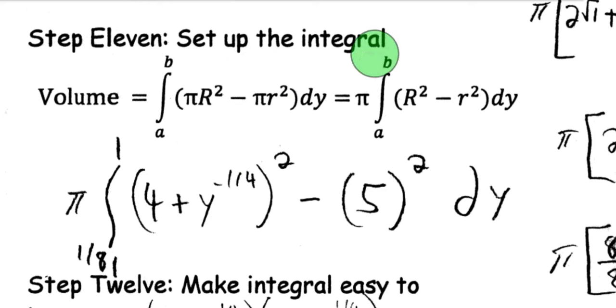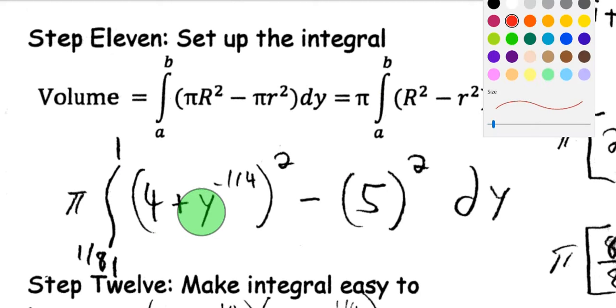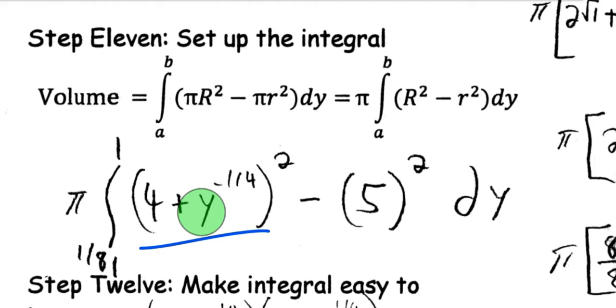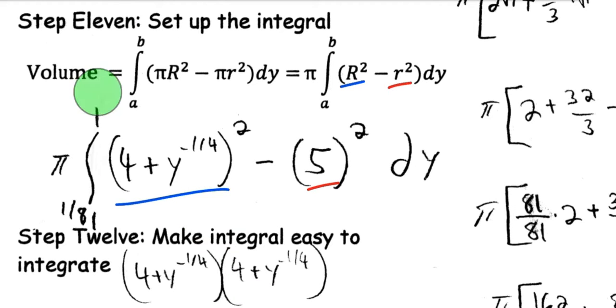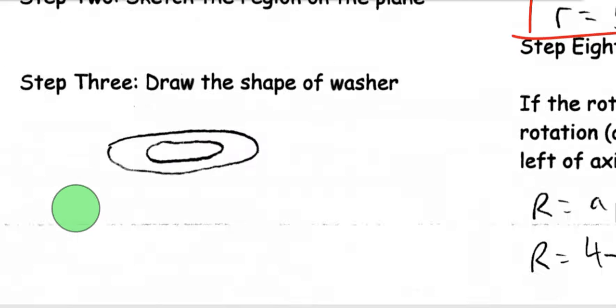Step 11, set up the integral. Again, it's pi big R squared minus pi little r squared. We've done this enough already. You can pull a pi out. Big R, we said already, was 4 plus y to the -1/4. We use blue for that. And then little r is a constant 5, so it's going to be replaced by 5. And again, there's your limits in terms of y. Bottom is 1/81 and top is 1.